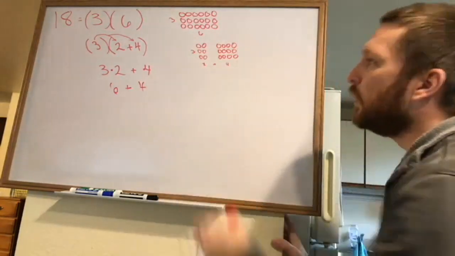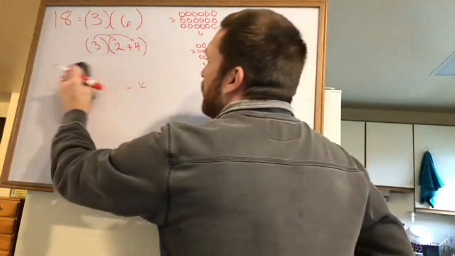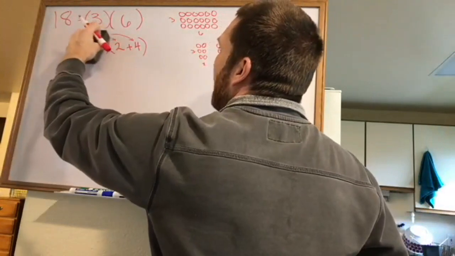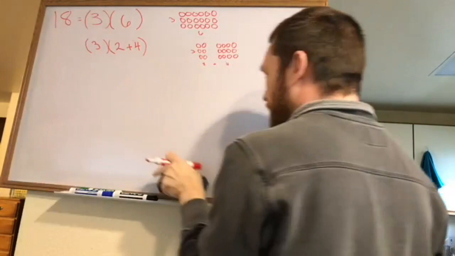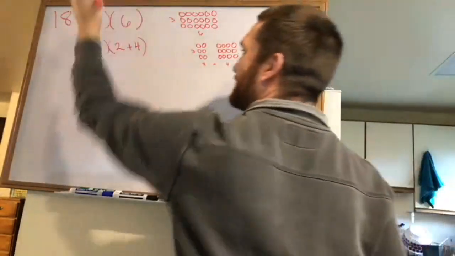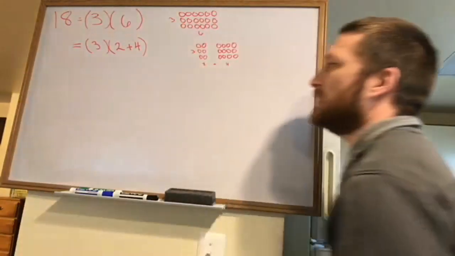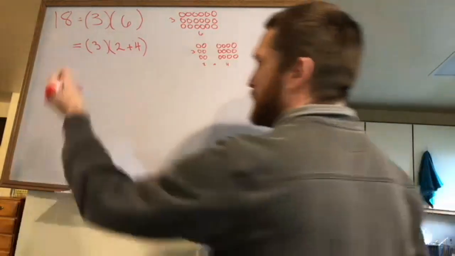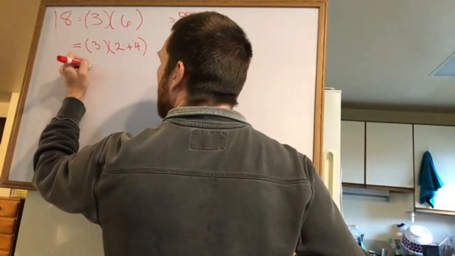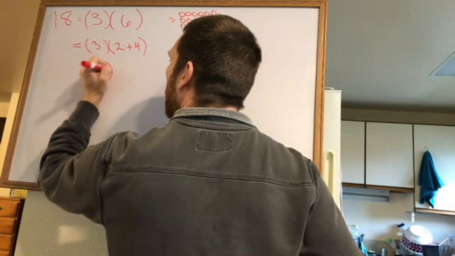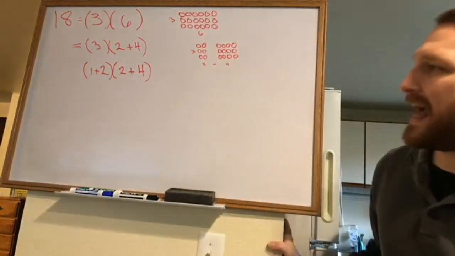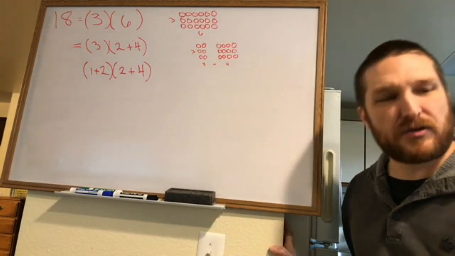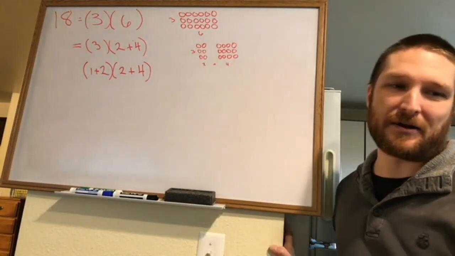Okay, so almost done. I want to do a couple more. So we are certain that 3 times 2 plus 4 is still equal to 18. That has not changed anything. Okay. What is that? 18. Are you sure? Yeah. It had better be, right?